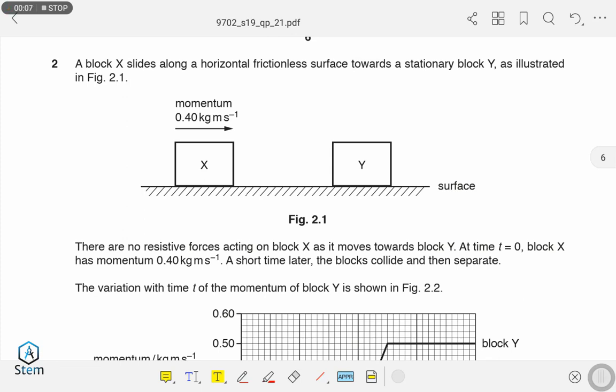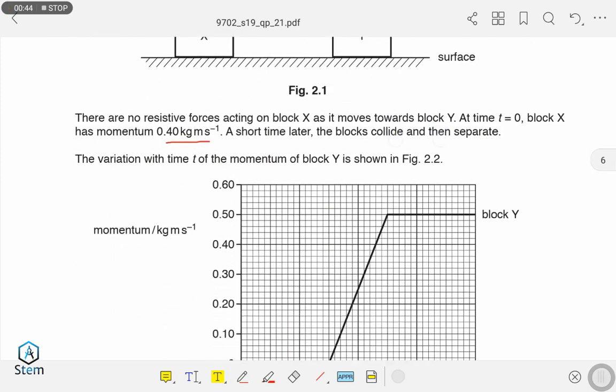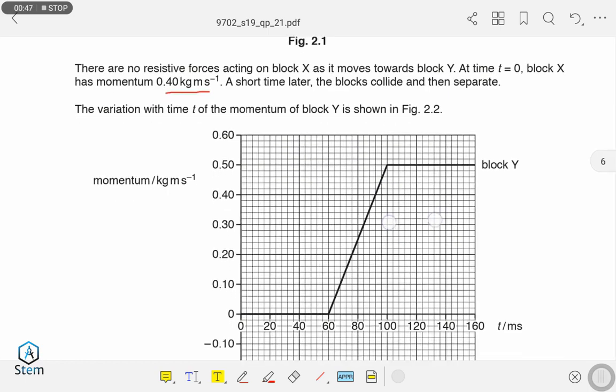A block X slides along a horizontal frictionless surface towards a stationary block Y as illustrated in Fig 2.1. Okay, the diagram shows us the relative positions of block X and Y. There are no resistive forces acting on block X as it moves towards Y. At time t is equal to 0, block X has a momentum of 0.4 kg meters per second. A short time later, the blocks collide and then separate. The variation with time t of the momentum of block Y is shown in Fig 2.2.